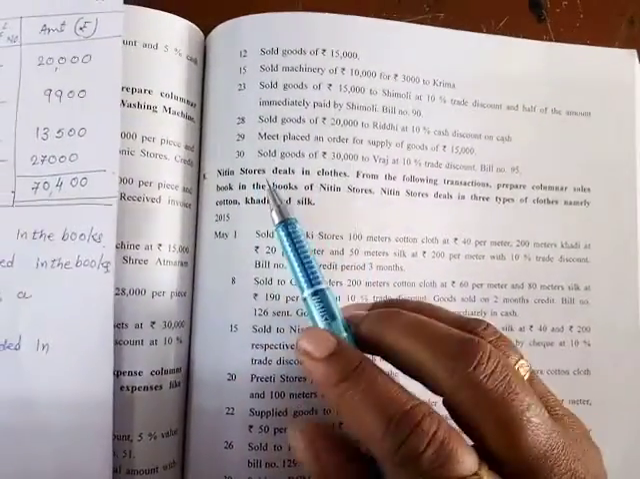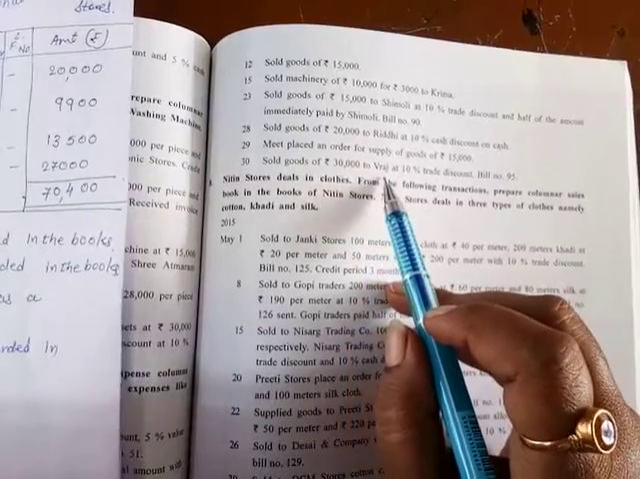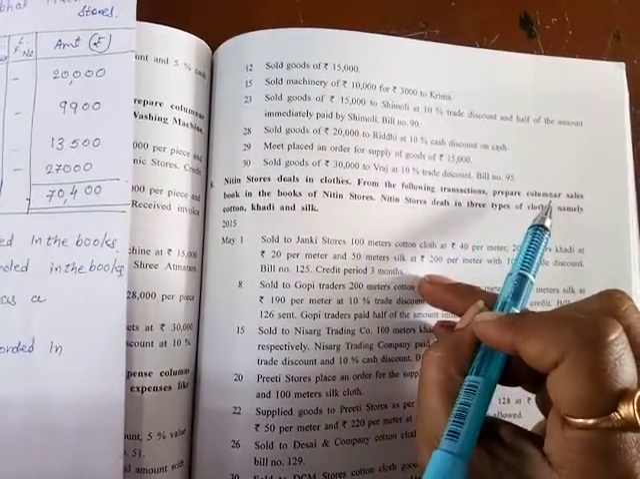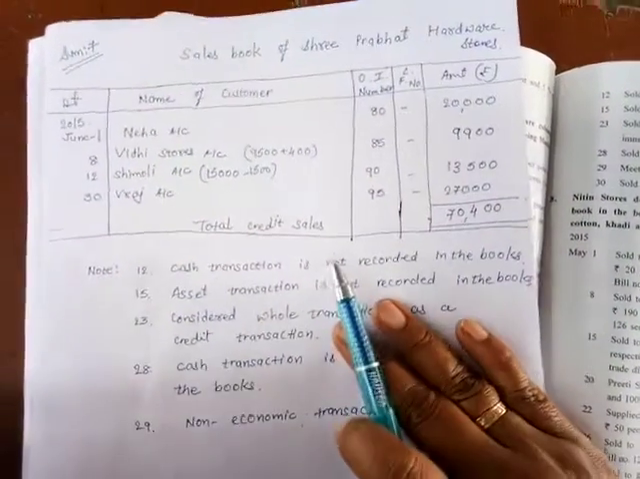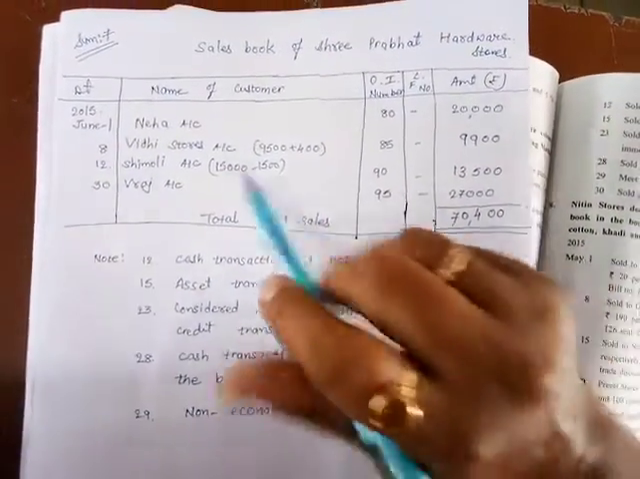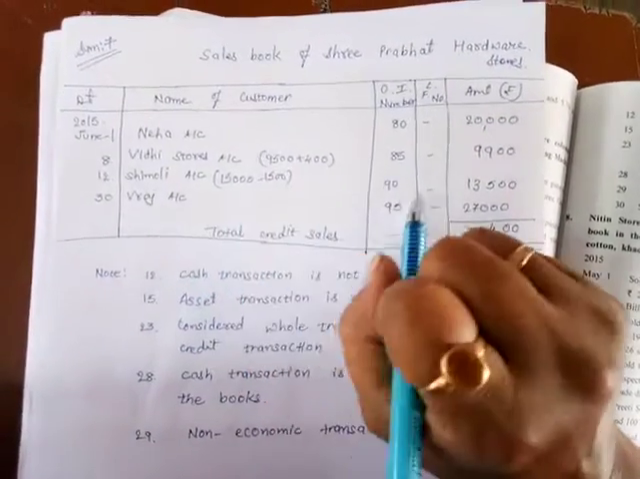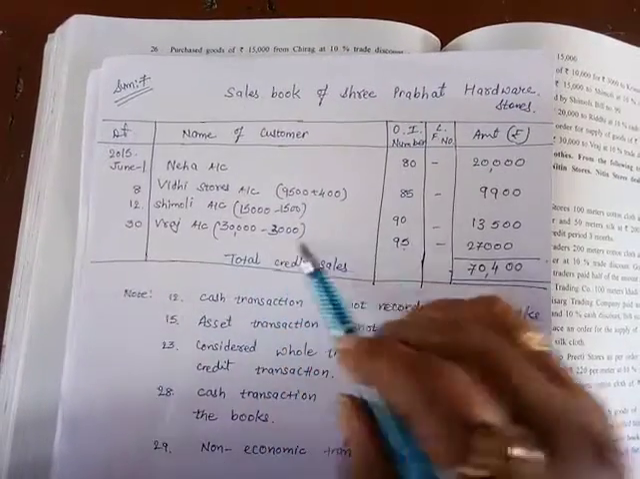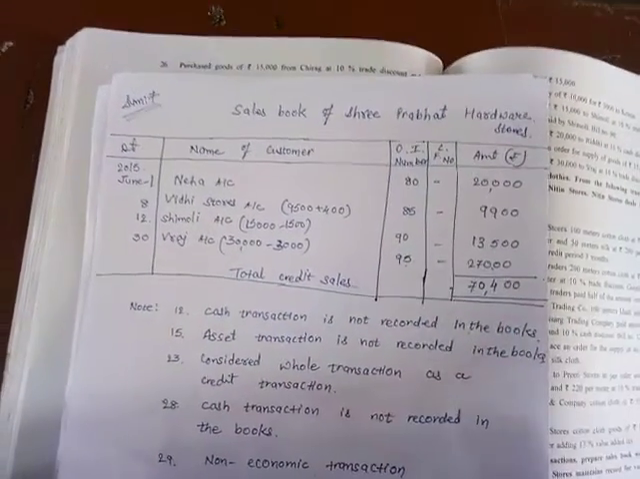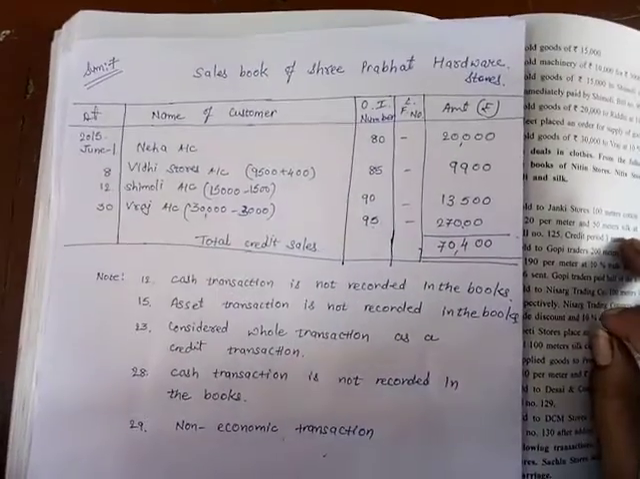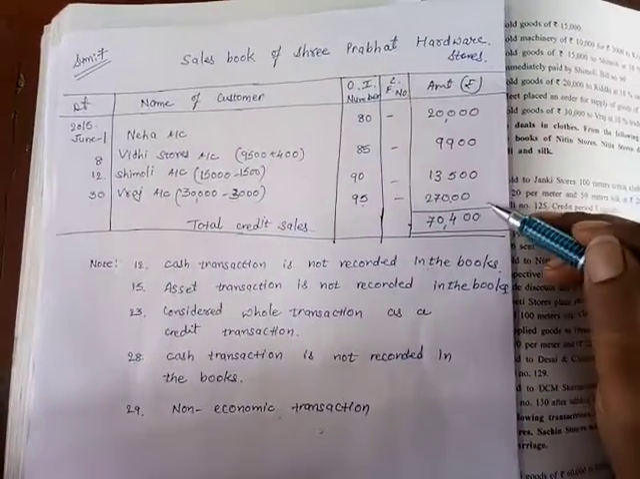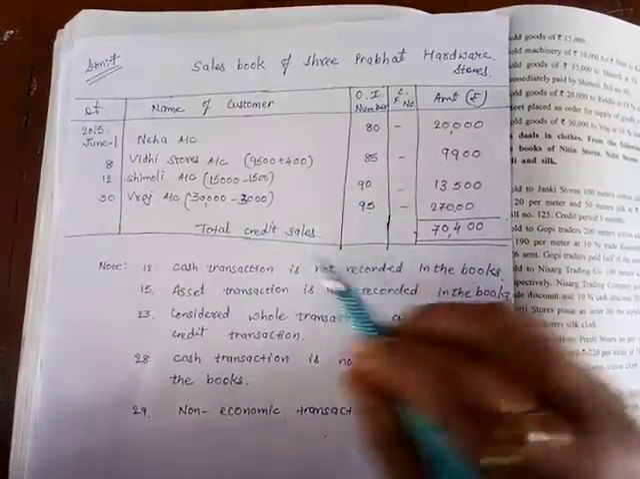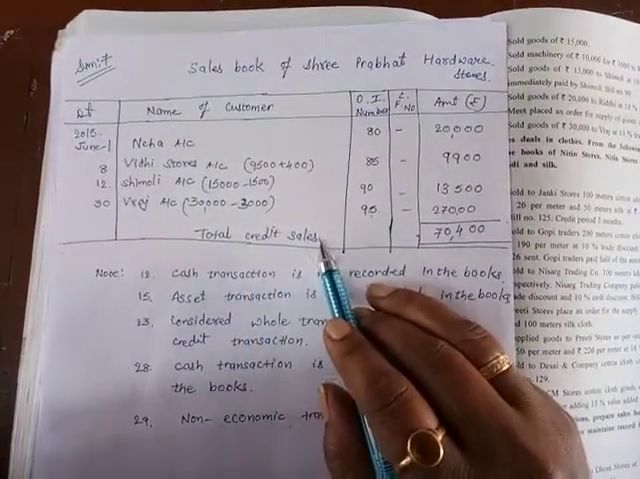Then the last transaction is sold goods of rupees 30,000 to Vraj at 10% TD, bill number 95. That is a credit transaction relating to goods, so we record it over here. So Vraj account, bill number 95, 30,000 minus 3,000 comes 27,000. So all the transactions are over. Now let's make the totaling. Total comes 70,400. This is called total credit sales.